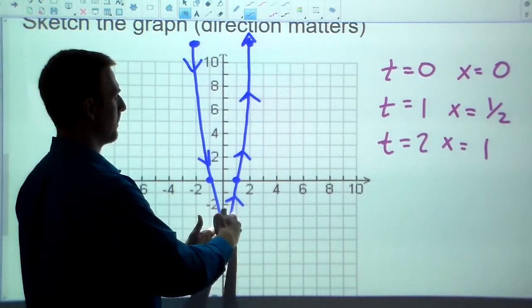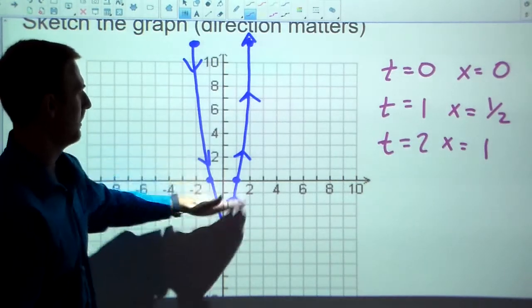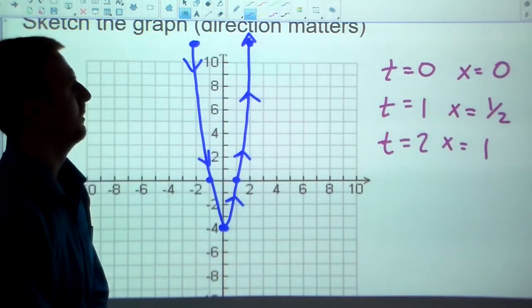So as time moves on, I'm moving to the right. And that's usually good enough to get that direction of motion there. So that's the simplest way to do it.